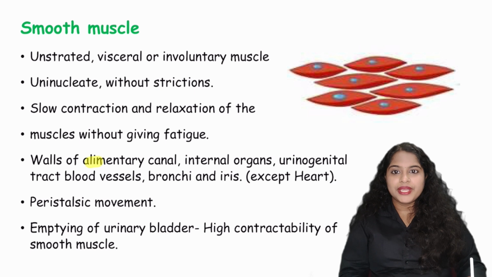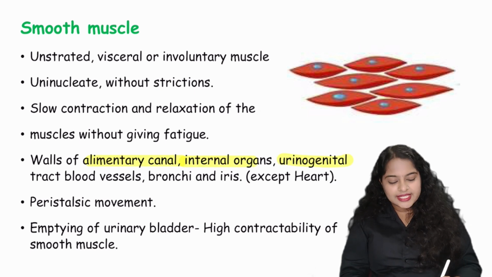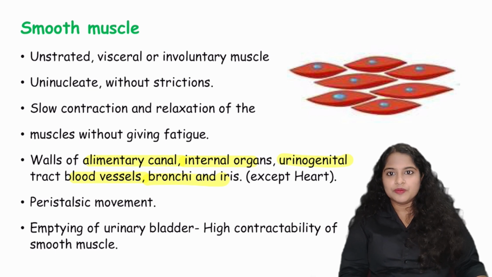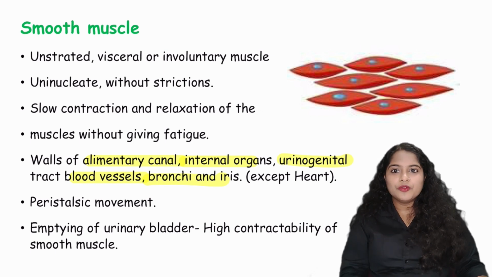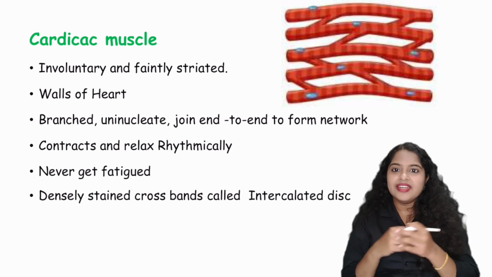So these are found mainly in the walls of alimentary canal, internal organs, urinogenital tract, then blood vessels, bronchi, iris. All these places have smooth muscles. The peristaltic movement in our alimentary canal is an example of contraction of smooth muscles. And the type of smooth muscle contraction which we can feel is the urinary bladder contraction at the time of micturition. Now coming to the third type of muscles, that is the cardiac muscles.